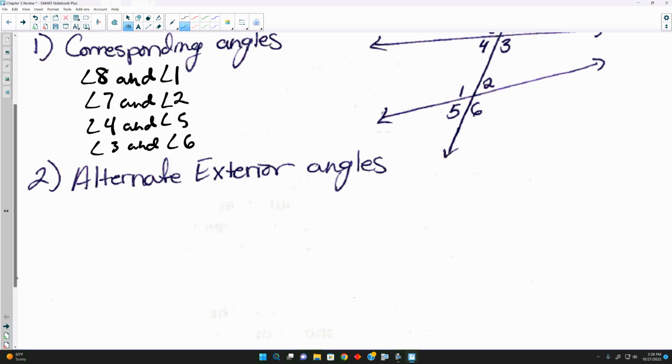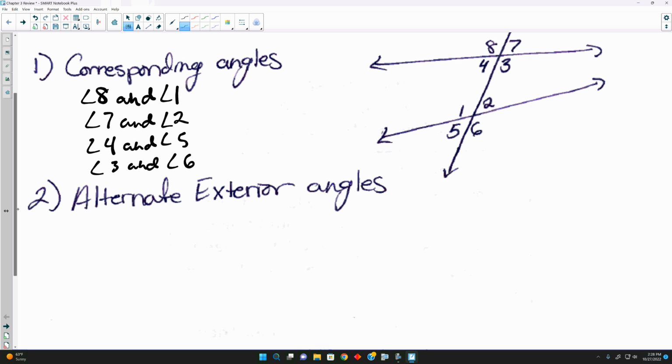Alternate interior angles. So we're looking at 2 angles between the lines and on opposite sides of the transversal. So we'd have angle 4 and angle... alternate exterior. So it wouldn't be 4, it would be 8 and 6. As we're looking outside and on opposite sides, then the other 2 would be 7 and 5. And alternate exterior, alternate interior, and consecutive exterior or consecutive interior are only going to have 2 sets. Questions on 1 and 2?